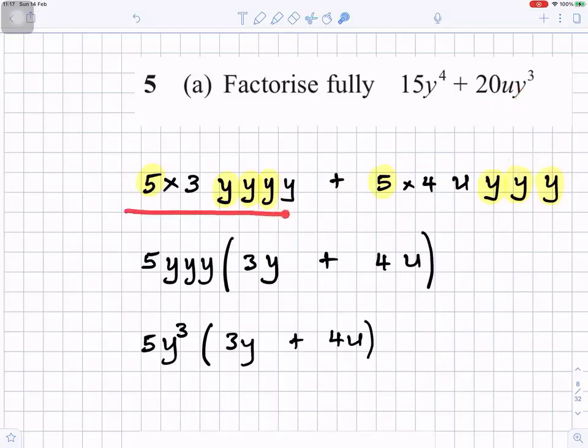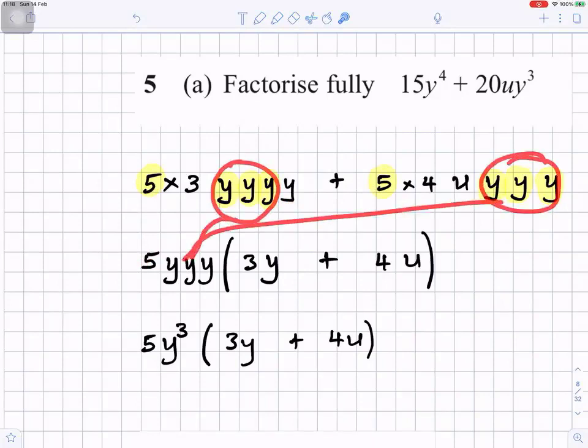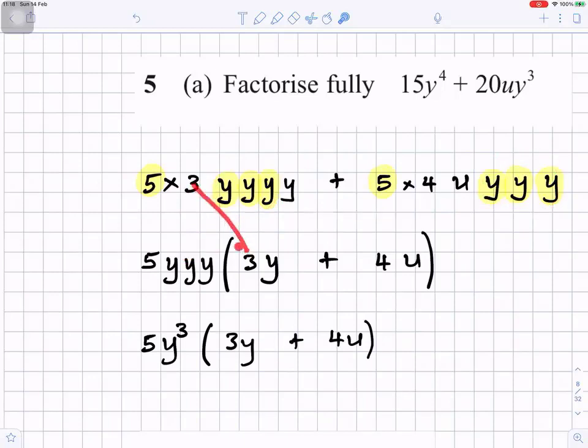So you look on the left side and the right side and look at what is found in both of them. There's a 5 there and a 5 there, so the 5 will come out of the bracket. There are 3 y's on this side and 3 y's on that side, so the 3 y's will come out of the bracket. What are you left with? You're left with 3 and y, and on this side you're left with 4 and u. So you can write y times y as y squared, so y cubed comes out. Your answer is 5y cubed, bracket 3y plus 4u.